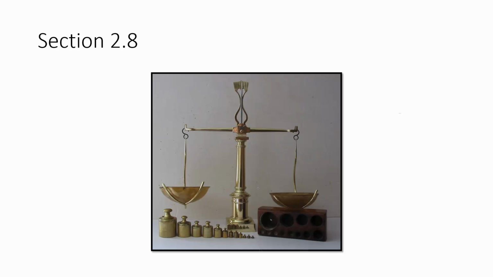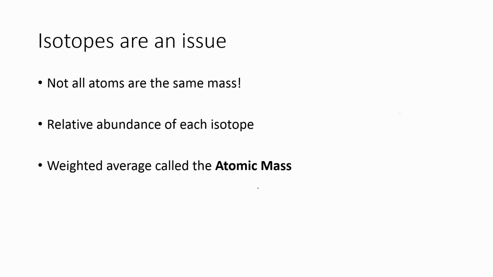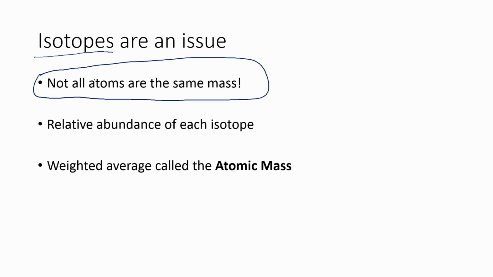sample of atoms. So the issue that we run into with this, why we can't just say, well, carbon weighs exactly this much or nitrogen weighs exactly that much, is we have isotopes present. Right? And isotopes mean we have different numbers of neutrons, and that different number of neutrons means that we have different overall masses. So that's our main first issue here, is that not all atoms of a given element will actually have the same mass.